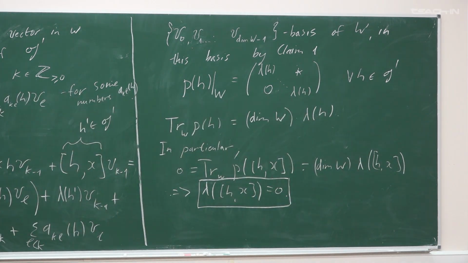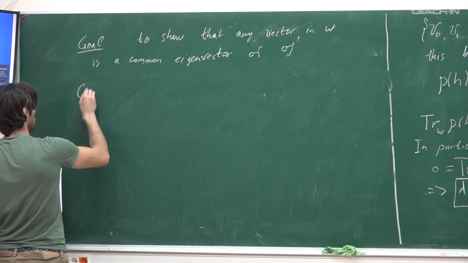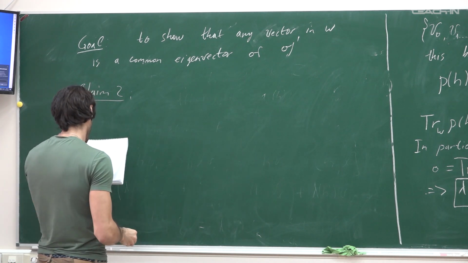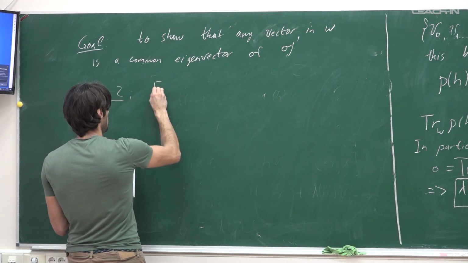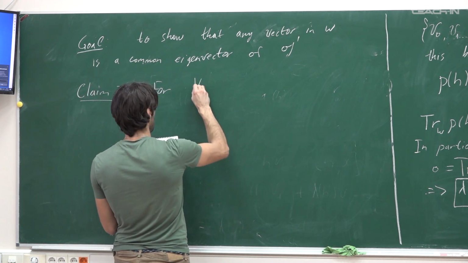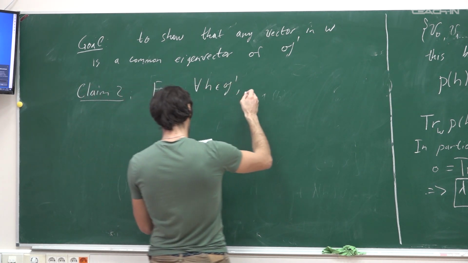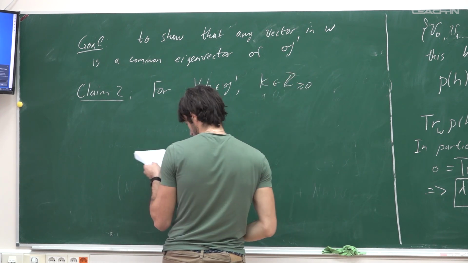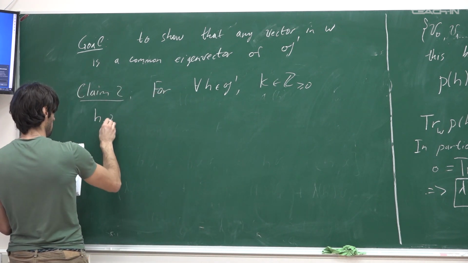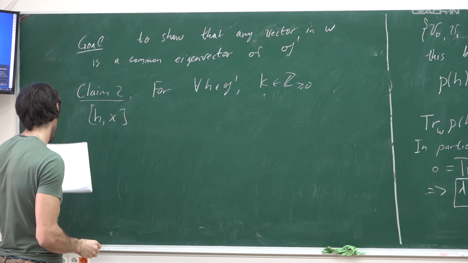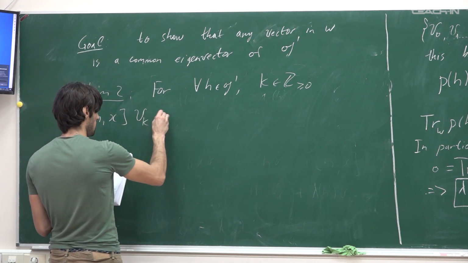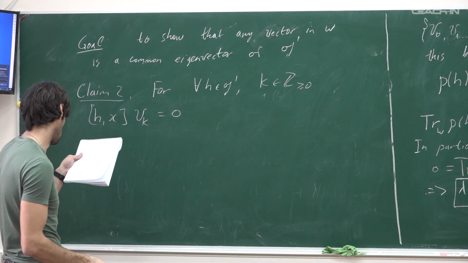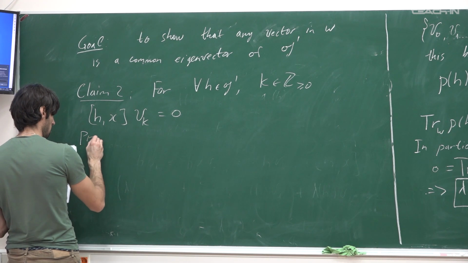So claim 2: for any h in G prime and k from Z greater or equal to 0, we have that the commutator [h, x] acting on v_k is just 0. Proof, again, induction on k.